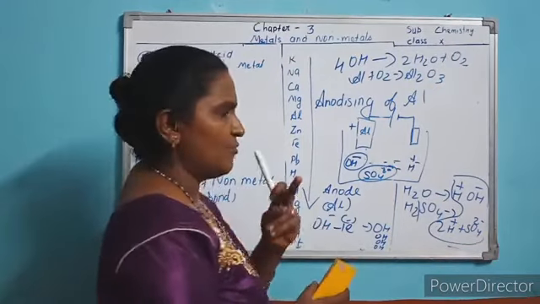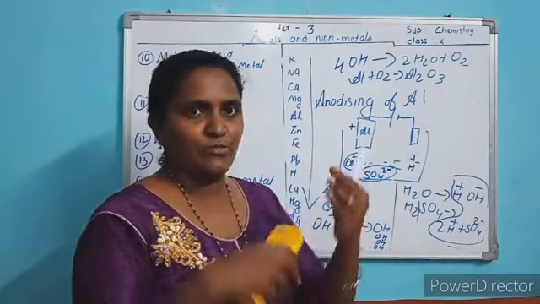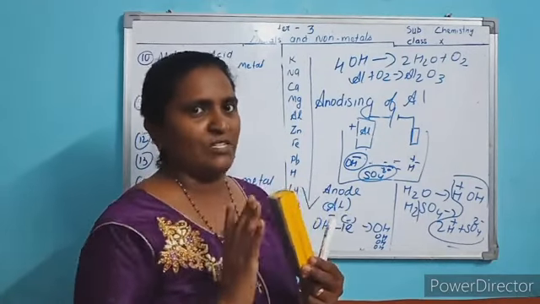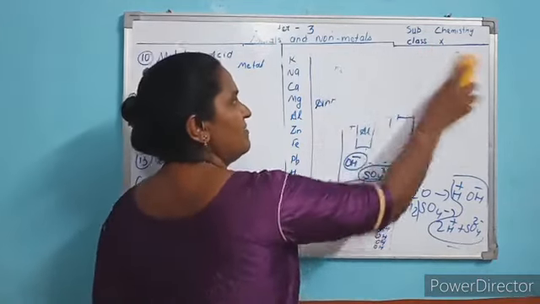Understand? It is used for two purposes: for beautifying the object by coating it, or to protect the inner layer from corrosion. Okay, we will move to today's topic.